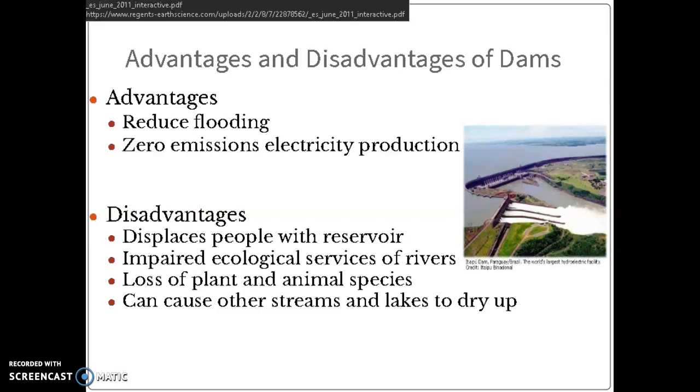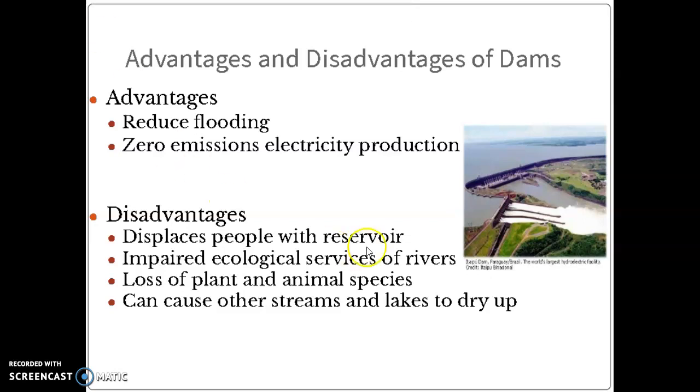Okay, this is the second video of raw data resources. Since I was rushing at the end, I'm going back through a little bit more and I will continue forward. So again, advantages and disadvantages of dams.